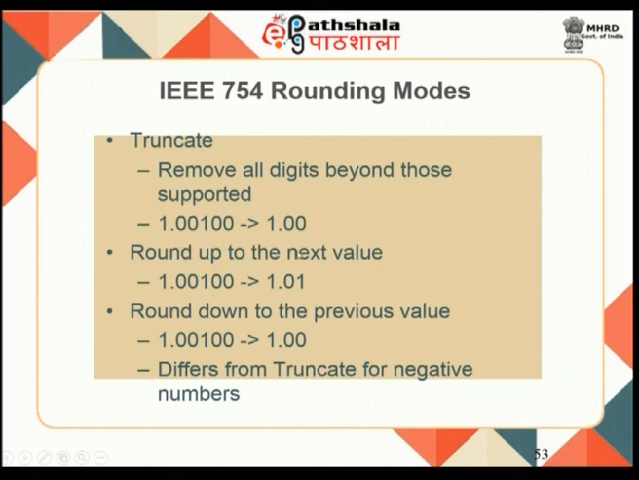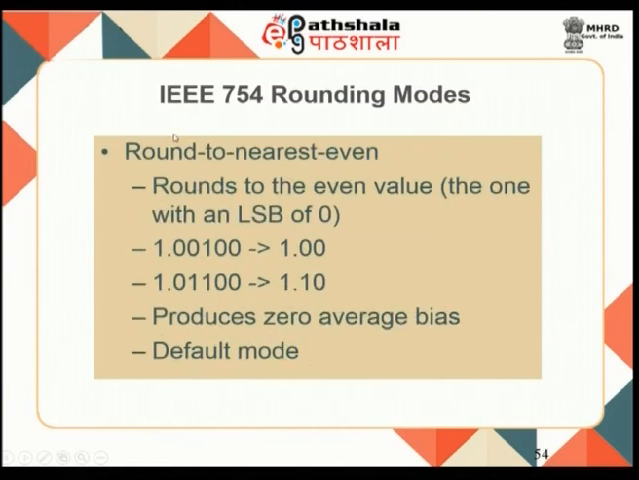The other one is round up to the next value. So if it is 1.001, then just round it off to the next value upwards, so it is 1.01. The next one is, irrespective of whatever you have here, round down to the previous value, so it is 1.00. Both of these differ from truncate for negative numbers, but what is normally done is rounding off to the nearest even number. It rounds to the next even number, the one with an LSB of 0. So 1.00100 is rounded off to 1.00 and 1.01100 is rounded off to 1.10. This is the default mode of operation and it produces zero average bias.